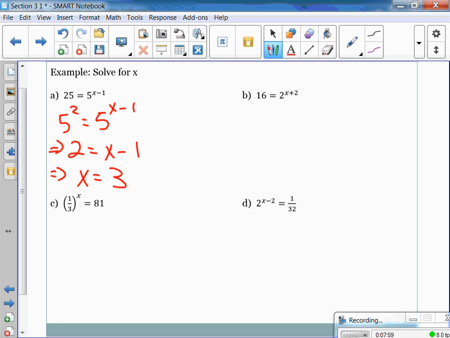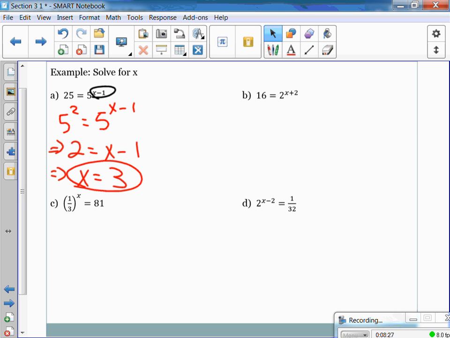We can easily check that answer too. Take that x equals 3, 5 to the 3 minus 1, 5 squared, which is 25. That took us all of 5 seconds to check. If you have the time, folks, check it. Does my answer make sense? Perhaps we put in a negative instead of a positive in our haste. So checking your work will save you some headaches there.